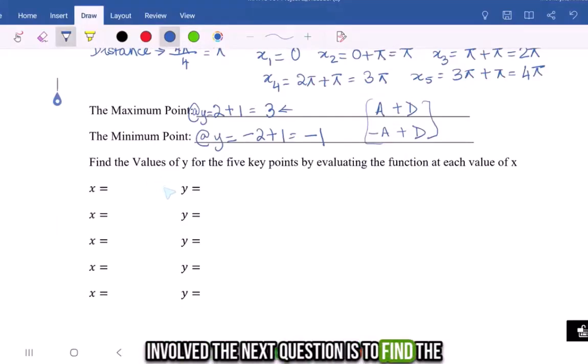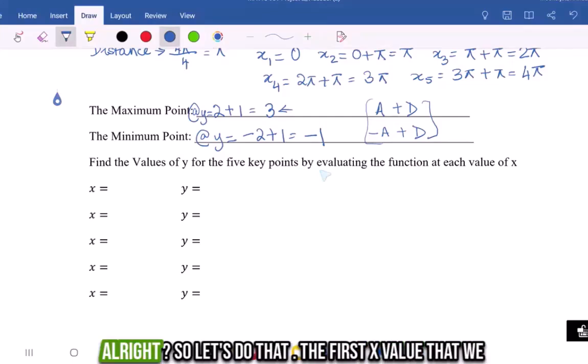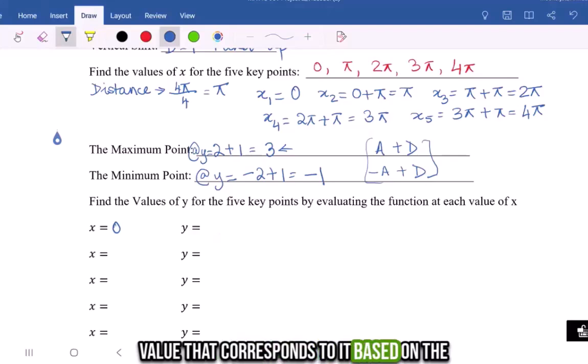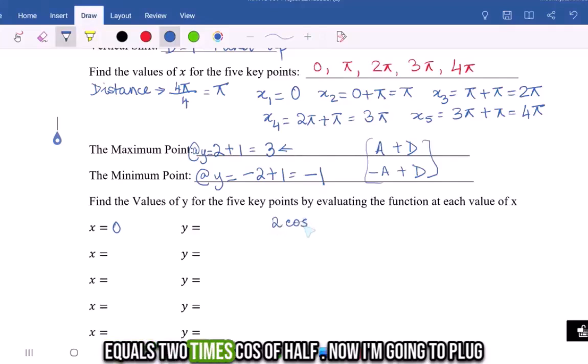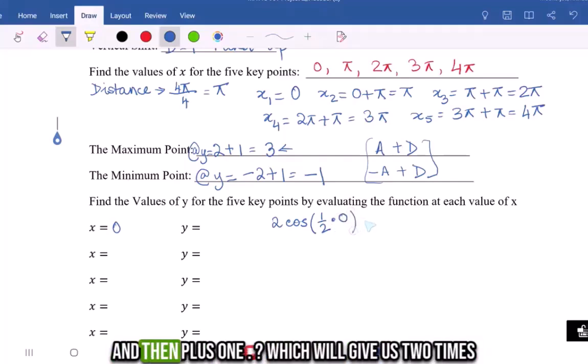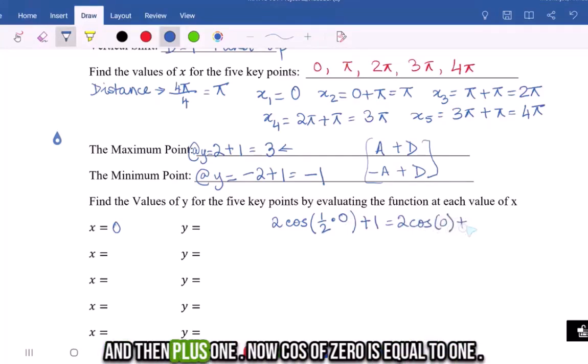The next question is to find the corresponding y values for the 5 key points. All right, so let's do that. The first x value that we found was 0. So let's write 0 for x, but we have to find the y value that corresponds to it based on the function. So what was our function? It was y equals 2 times cos of half x plus 1. Now I'm going to plug in the value of 0 into x. So it'll be half times 0 and then plus 1, which will give us 2 times cos. Now half times 0 is 0. So cos of 0 and then plus 1.